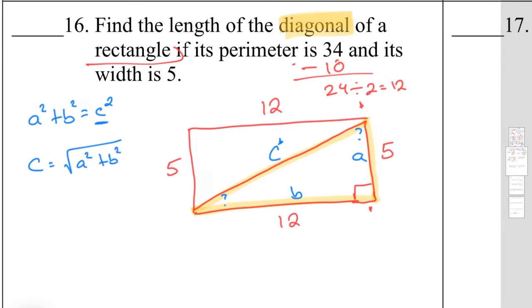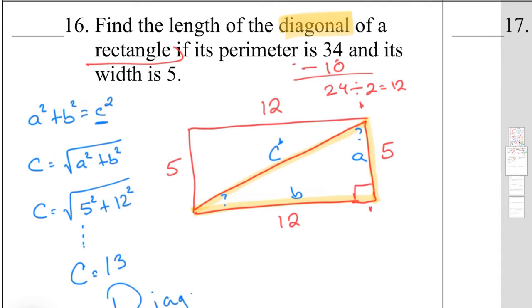And so all I'm going to do is substitute in what I know. I know A is 5. I know B is 12. Put that in the calculator, simplify, and we get C to be 13. Or in this case, the diagonal is 13 units.